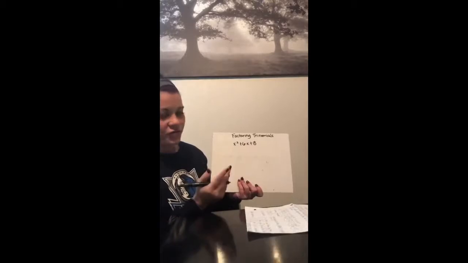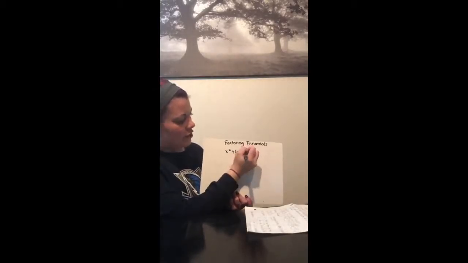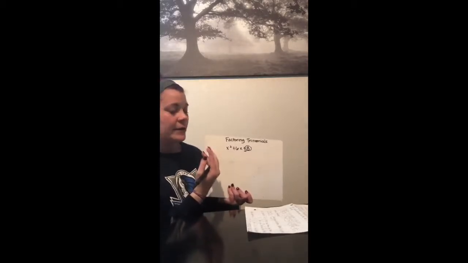Okay, now let's go on to just factoring trinomials. So for example, if we have x squared plus 6x plus 8, the first thing you want to ask yourself is you look at the last term and you say, what factors of 8 when added together, because that's addition, give me 6? Okay, so what factors of 8 when added together give me 6?